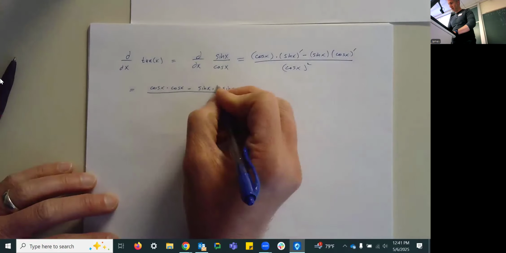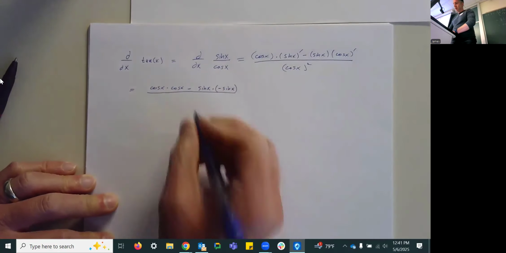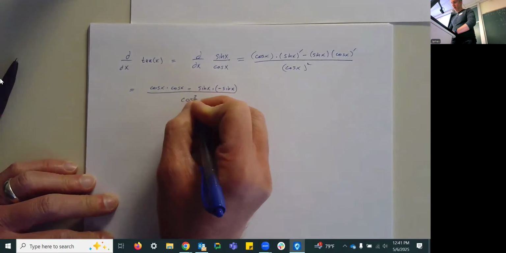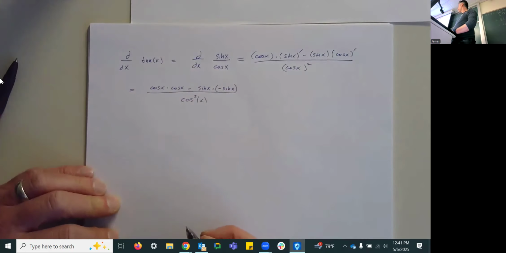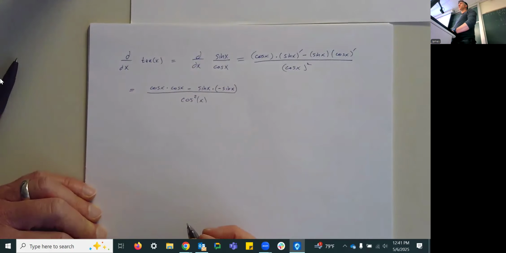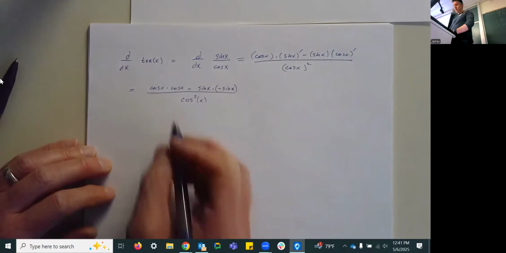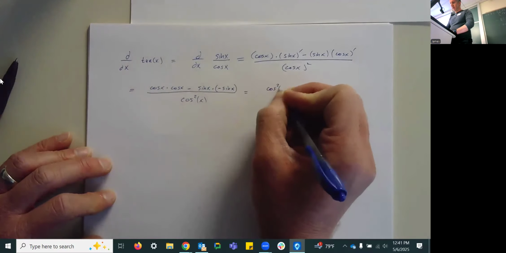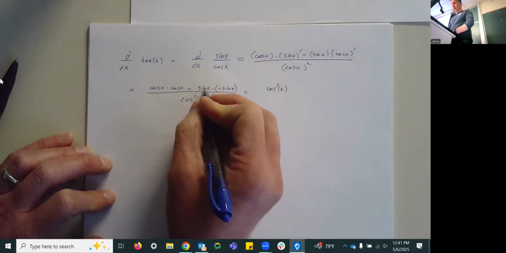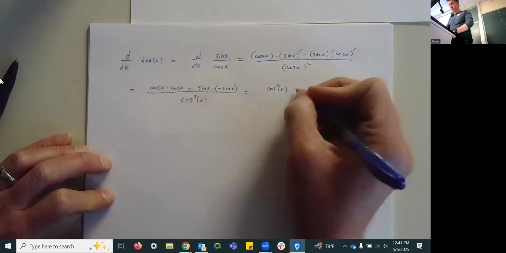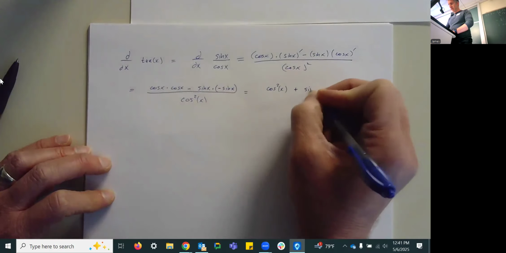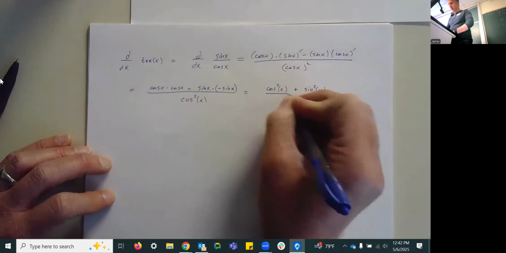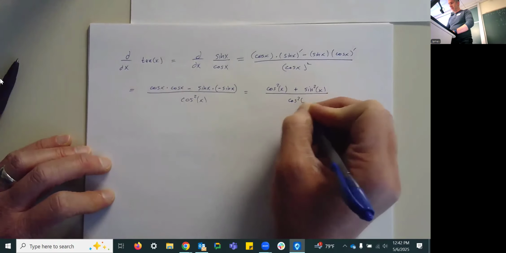So we're going to say times negative sine of x, all divided by cosine squared of x. So far, this looks pretty ugly. Let's keep simplifying it. Cosine of x times cosine of x is cosine squared of x. Minus sine of x times another negative sine of x is going to be plus sine squared of x, all divided by cosine squared of x.